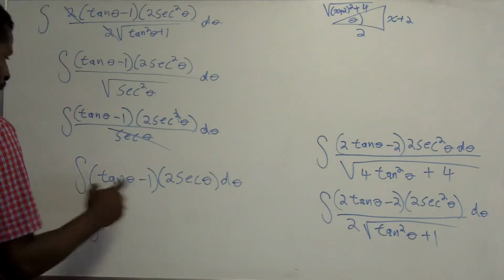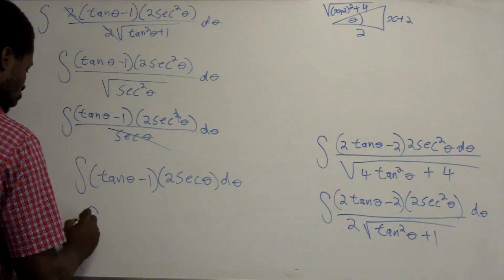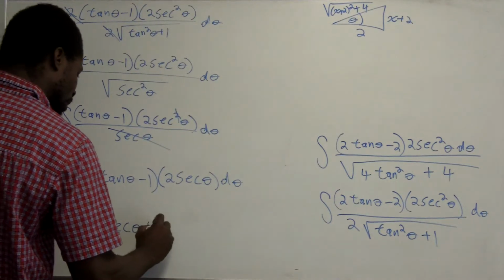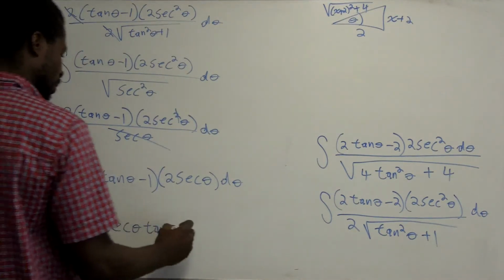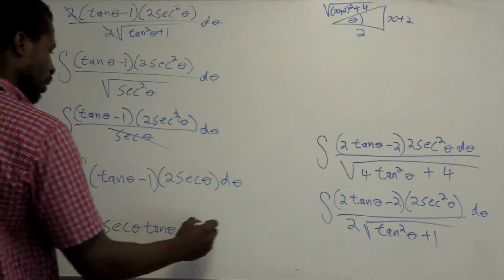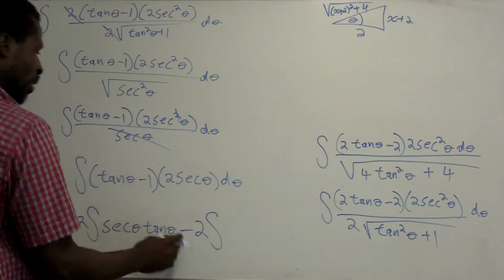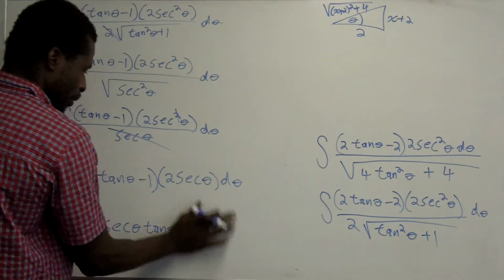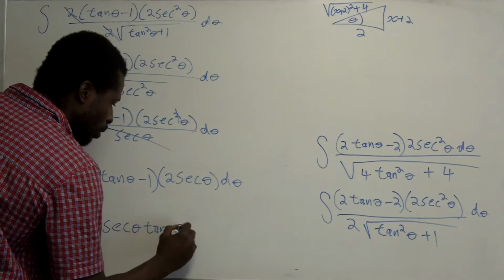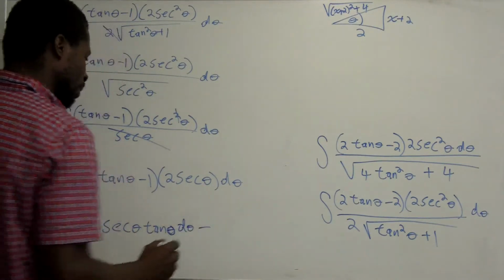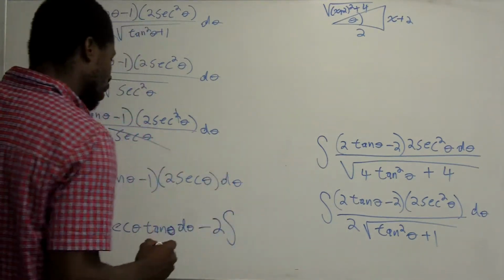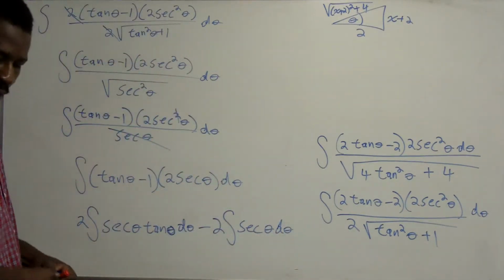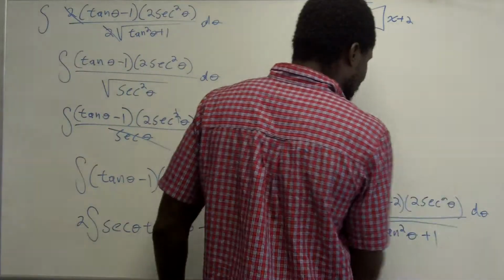Let's see, we have the integral. I can distribute that, so I get 2 times the integral of secant theta tangent theta d theta, and then minus 2 times the integral of the secant of theta d theta. So now I have 2 integrals that I can actually do.